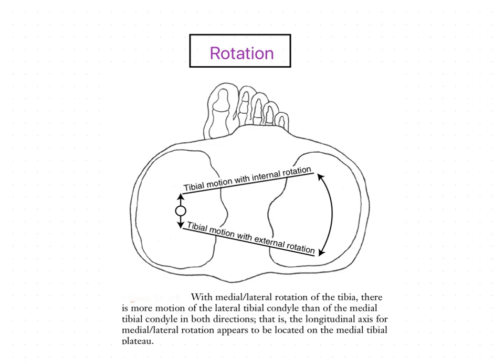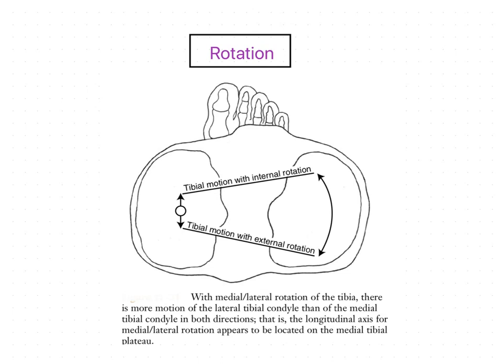Dear students, welcome back. In the previous session, we discussed the osteokinematics of the knee joint, in that flexion and extension. Now we are going to discuss the osteokinematics of rotation. Here also you have to focus on whether the tibia is moving on the femur or the femur is moving on the tibia. You have to focus.